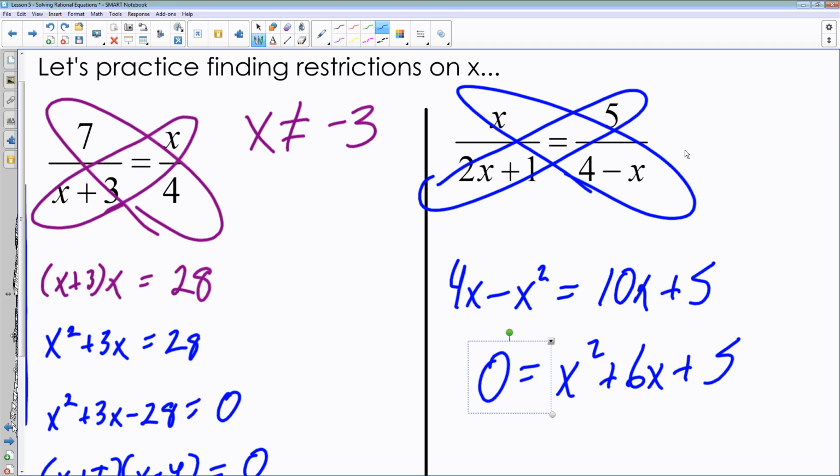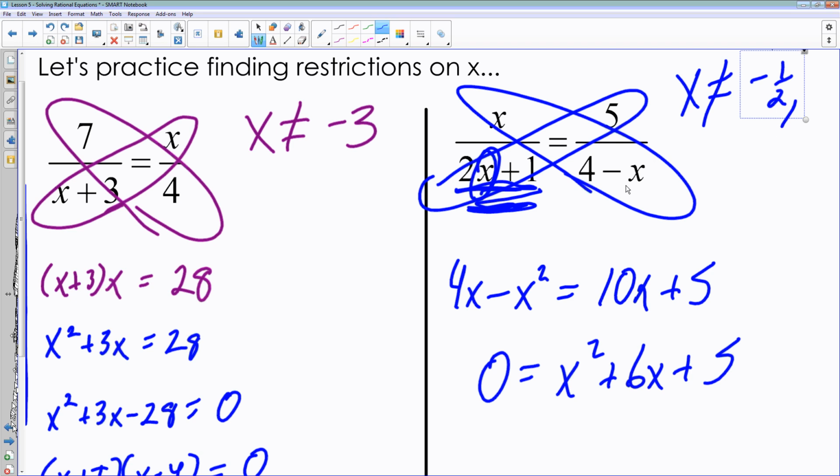One thing that I forgot to mention before I got started was what can x not equal? So if you look over here, what value of x is going to cause this to go to 0? That one takes a moment to think about, but you could always set this equal to 0 to figure it out. And you should be thinking -1/2. So x cannot equal -1/2. And then for this one, 4, since 4 minus 4 is 0.